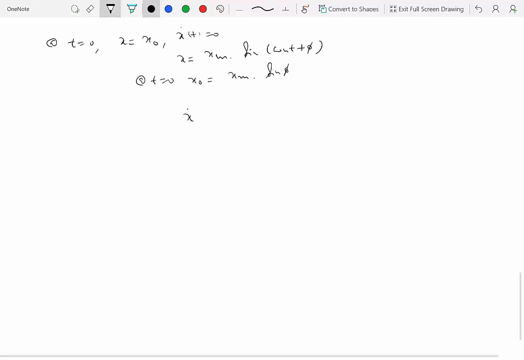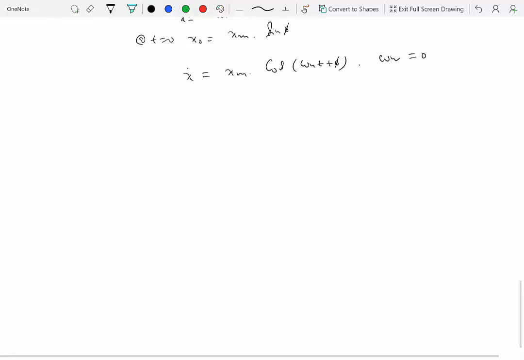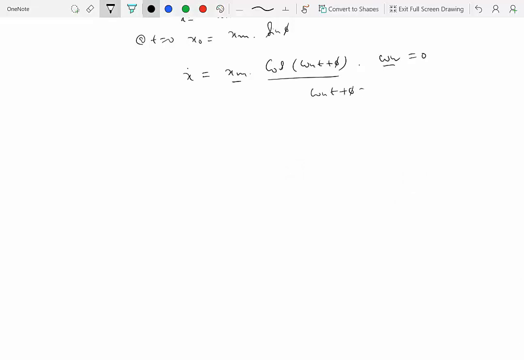So let's do that. x dot is equal to xm cosine of omega n t plus phi, times omega n, and that is equal to 0. Since omega n and xm cannot be 0, this cosine must be 0, which means omega n t plus phi is equal to pi by 2, because we know the cosine is 0 for pi by 2. This is at time t equal to 0, so we set t to 0 too, and we get phi equal to pi by 2.